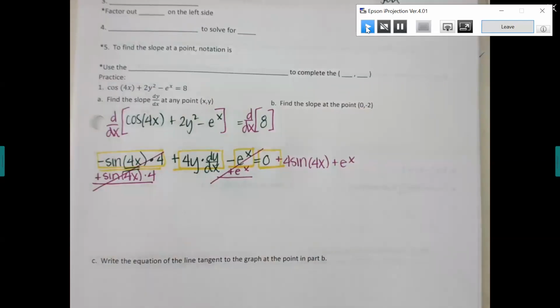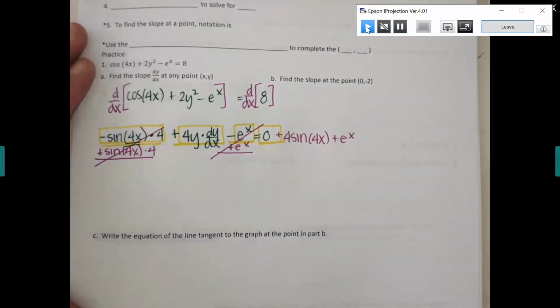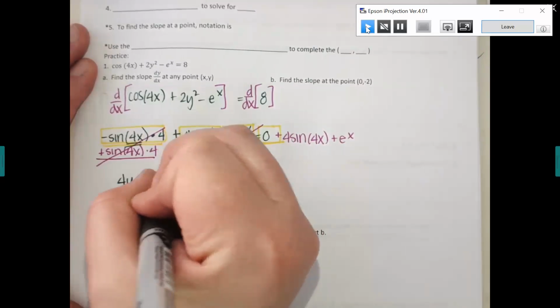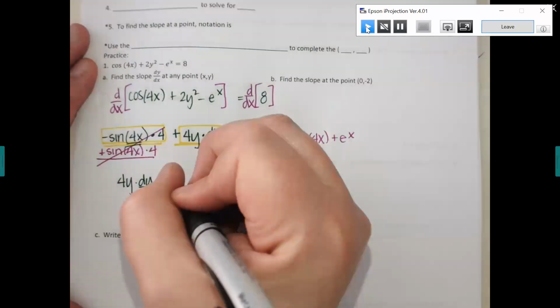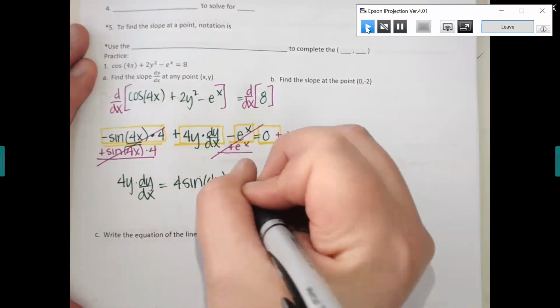Okay, look at that, see if that makes sense. Any terms that don't have a dy/dx, you've got to push them across to the other side. Notice that my sine used to be negative. Once I flip it over to the right, now it's a positive 4 sine. And my e to the x used to be negative, now it's positive. So here's what we have so far: 4y dy/dx equals 4 sine 4x plus e to the x.